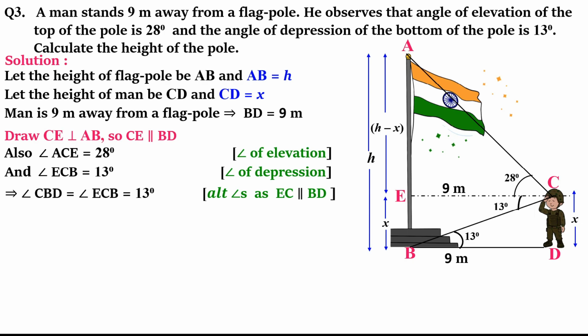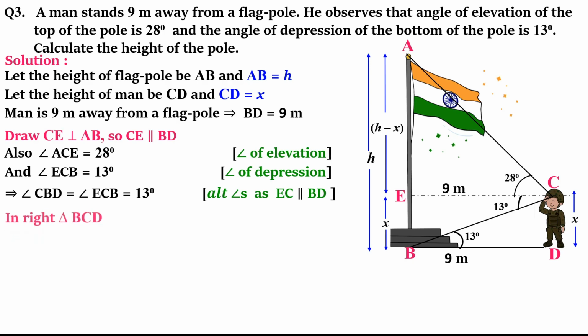In both, I have a known side. If I talk about right triangle BCD, I have a known side BD, an unknown side X, and the angle 13 degrees. And when I come to right triangle AEC, I have a known side CE, an unknown side H minus X, and the angle is also there. We can easily apply the T ratio.